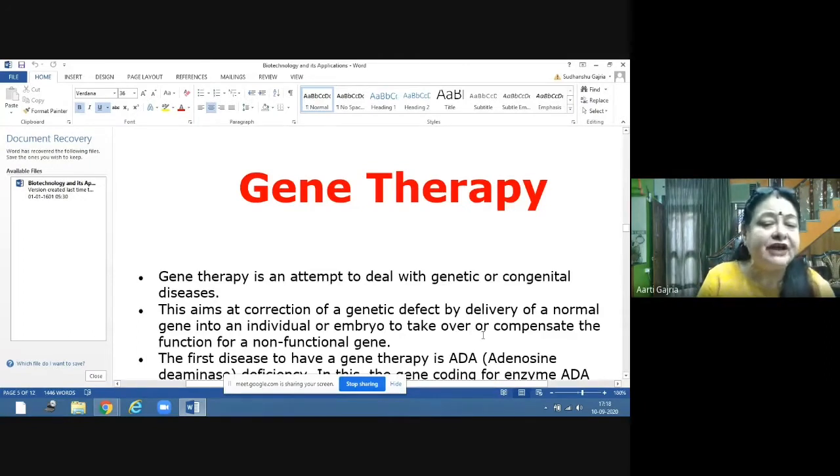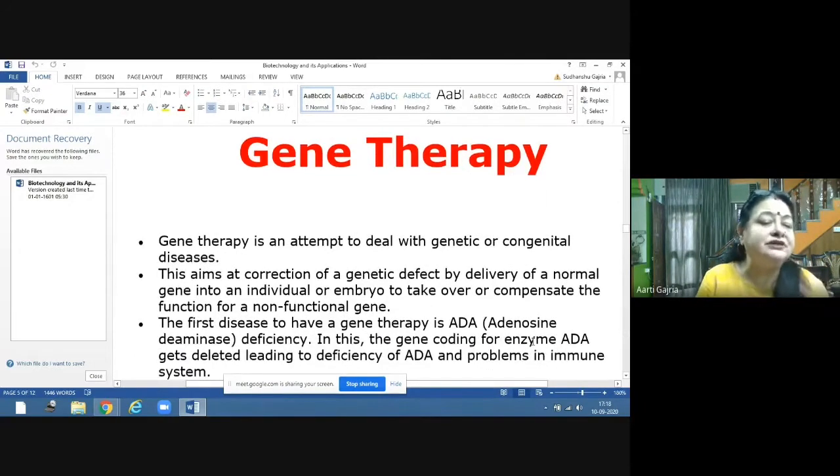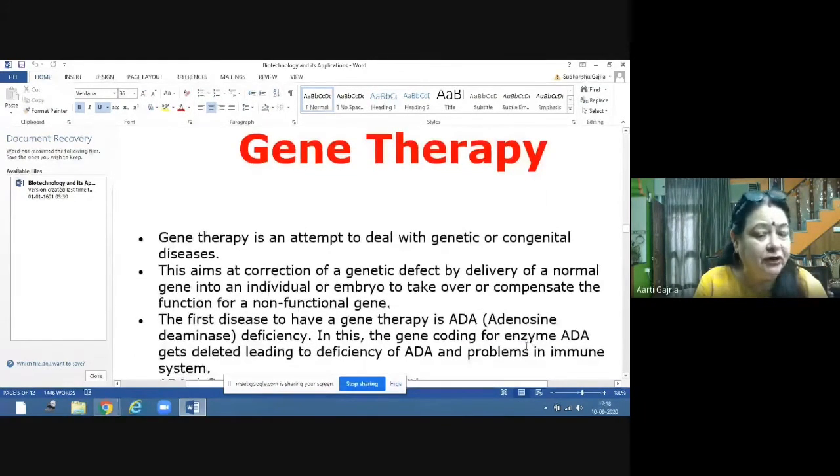This aims at correction of a genetic defect by delivery of a normal gene into an individual or embryo to take over or compensate the function of a non-functional gene. That means the aim of gene therapy is that we are replacing the faulty gene with the normal gene from outside, so that the relevant protein can be formed.